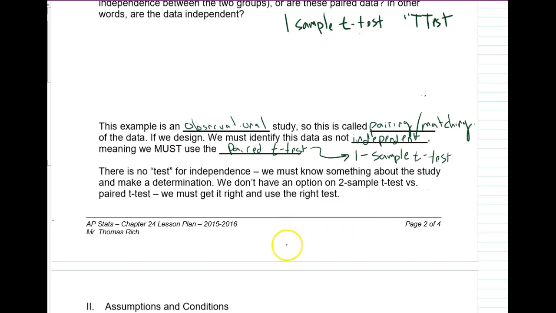There is no test, a numerical test or calculator test, to see if two groups are independent or not. We have to know something about how the data was collected to make a determination.